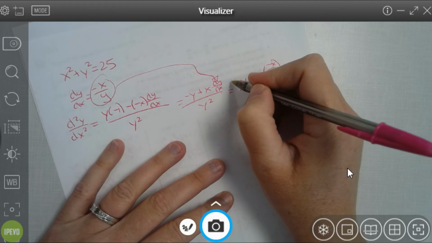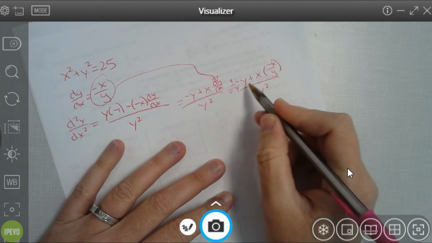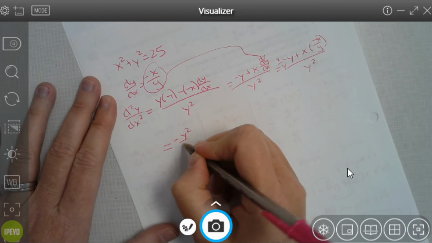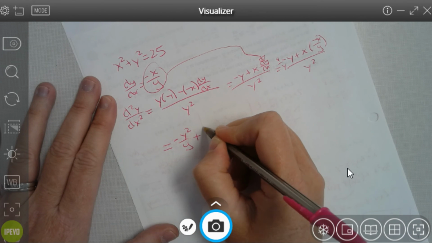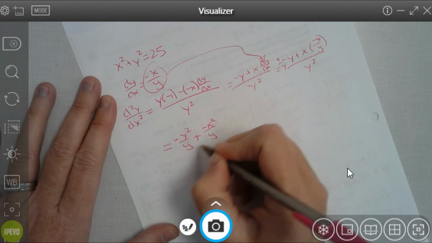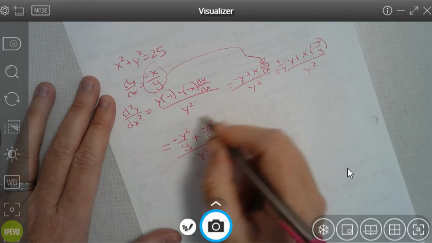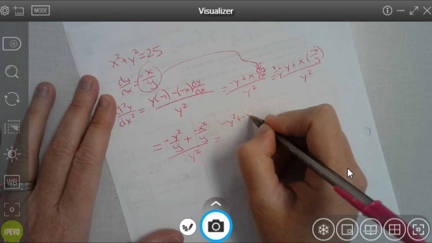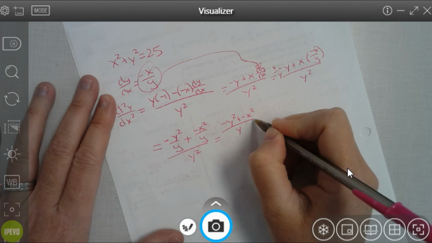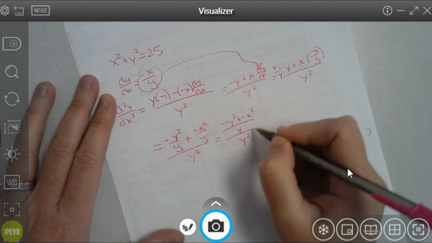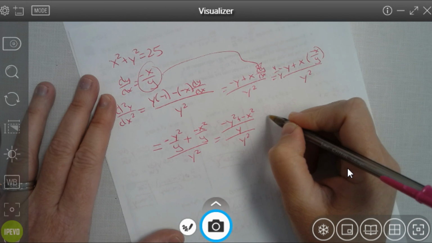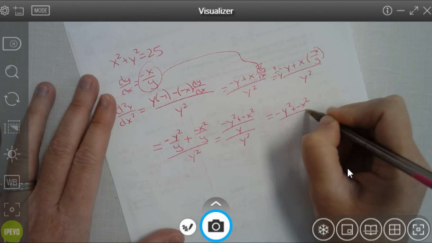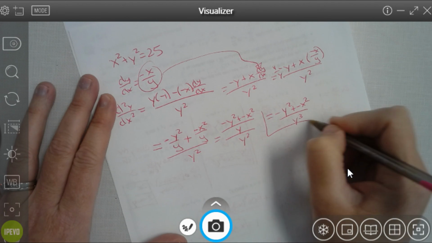Now you need to get a common denominator. So multiply this side by y over y, so the bottoms would be common. That's really a negative there. Now the bottoms are the same, so add your tops. Negative x squared, I guess I could have just written minus. Flip and multiply this, so it becomes y cubed on the bottom. So that's the second derivative.